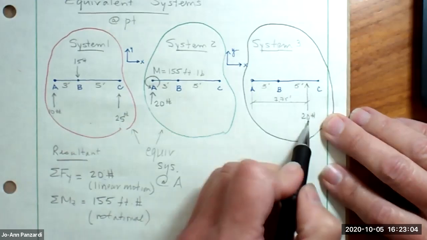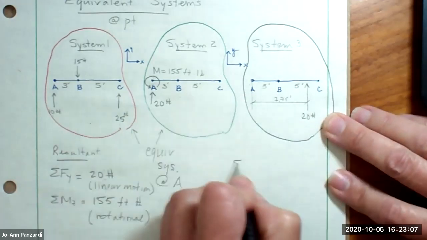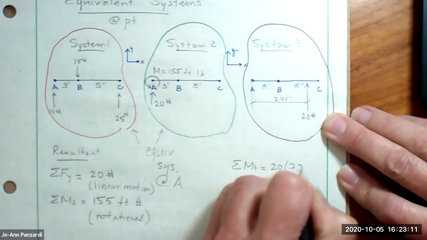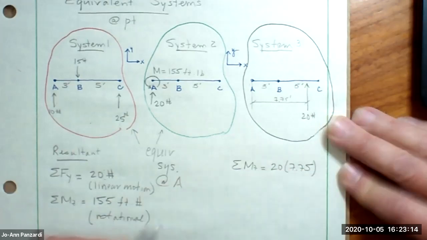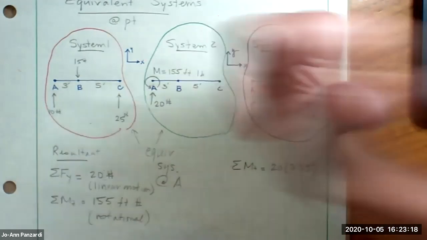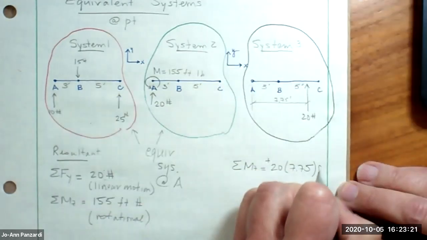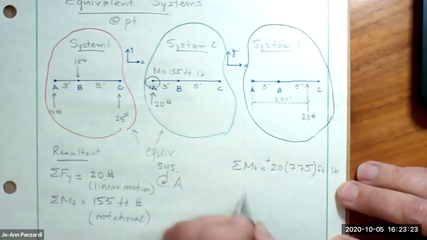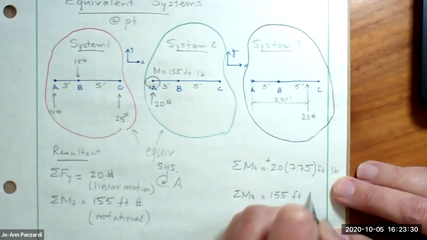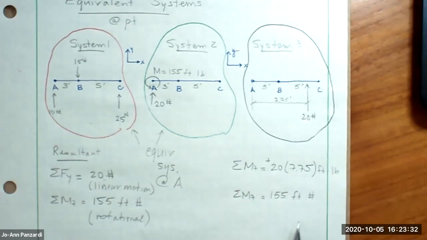If this force is at a distance from O, can I calculate the moment about Z? It would be 20 times 7.75. Fingers go in the direction of the force, palm goes towards the point. I would get a positive moment. And again, it's foot-pound. So the sum of the moments here, 20 times 7.75, comes out to 155 foot-pounds. So is system 3 an equivalent system? Yes.